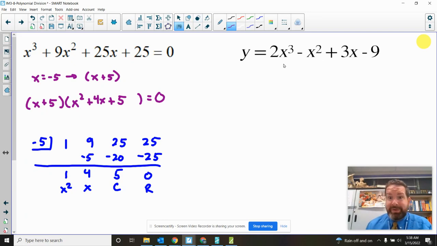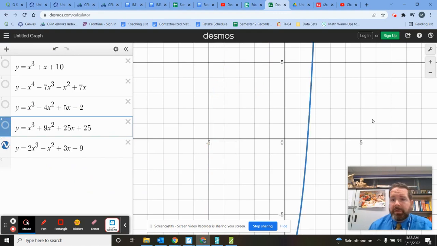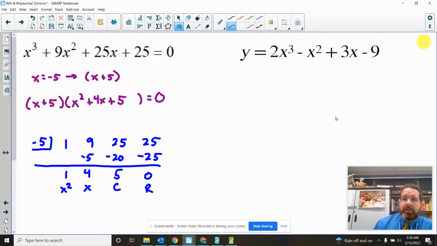Okay, last one here. Let's wrap it up. Give this a graph. Let's take a look. Okay. So this time our root turned out to be this decimal, this 1.5. So if x equals 1.5, which is also written as 3 halves, is a root, then x minus 1.5, or x minus 3 halves, is a factor.